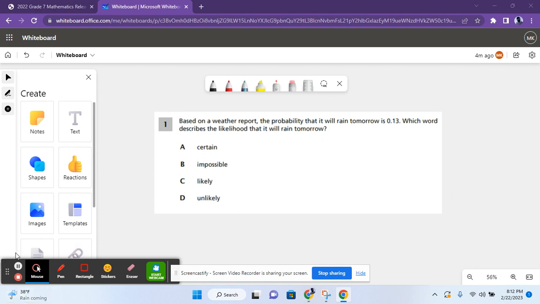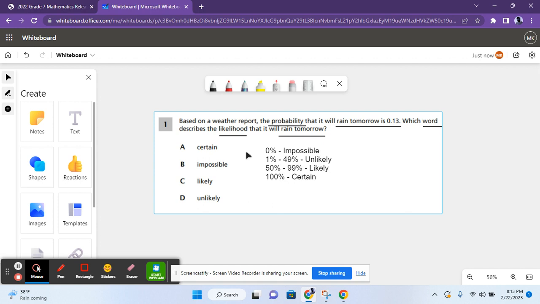So let's get started. For the first problem, it says, based on a weather report, the probability that it will rain tomorrow is 0.13. Which word describes the likelihood that it will rain tomorrow? So we should use this chart.